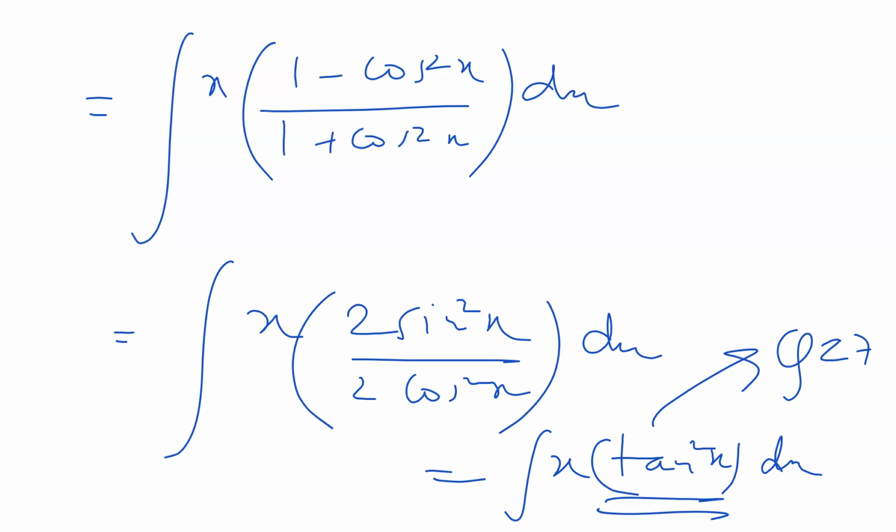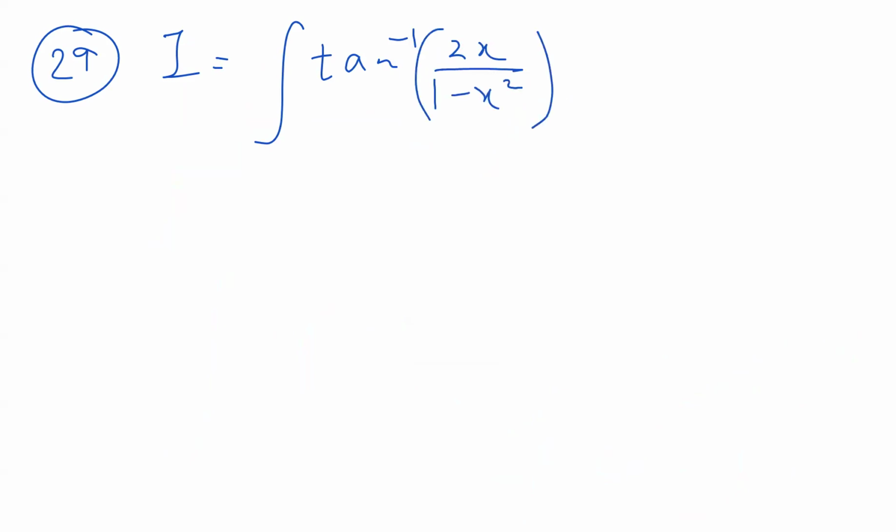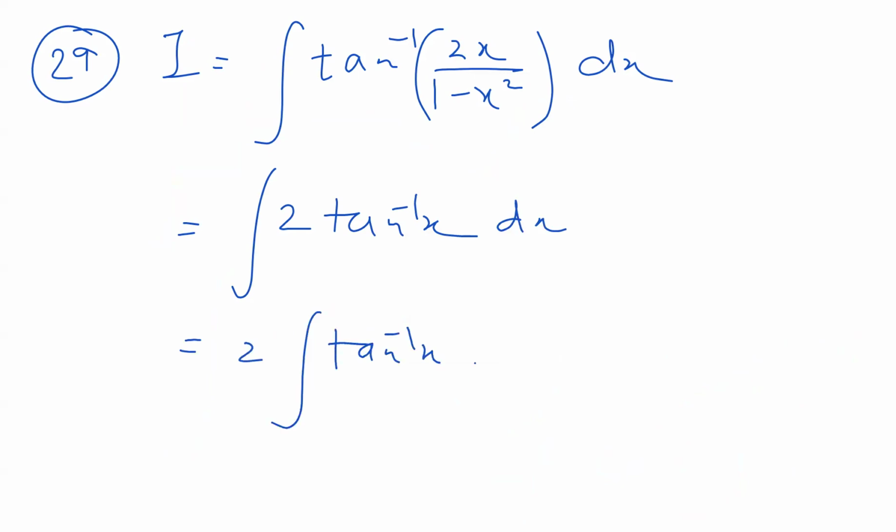Question number 29. Integration of tan inverse of 2x upon 1 minus x square. So this is 2 tan inverse x. It's a direct formula of ITO. So 2 tan inverse x, inverse trigonometric function, so v will be 1. So you solve this within curly bracket, you'll get the derivative of it, then the integration of it.